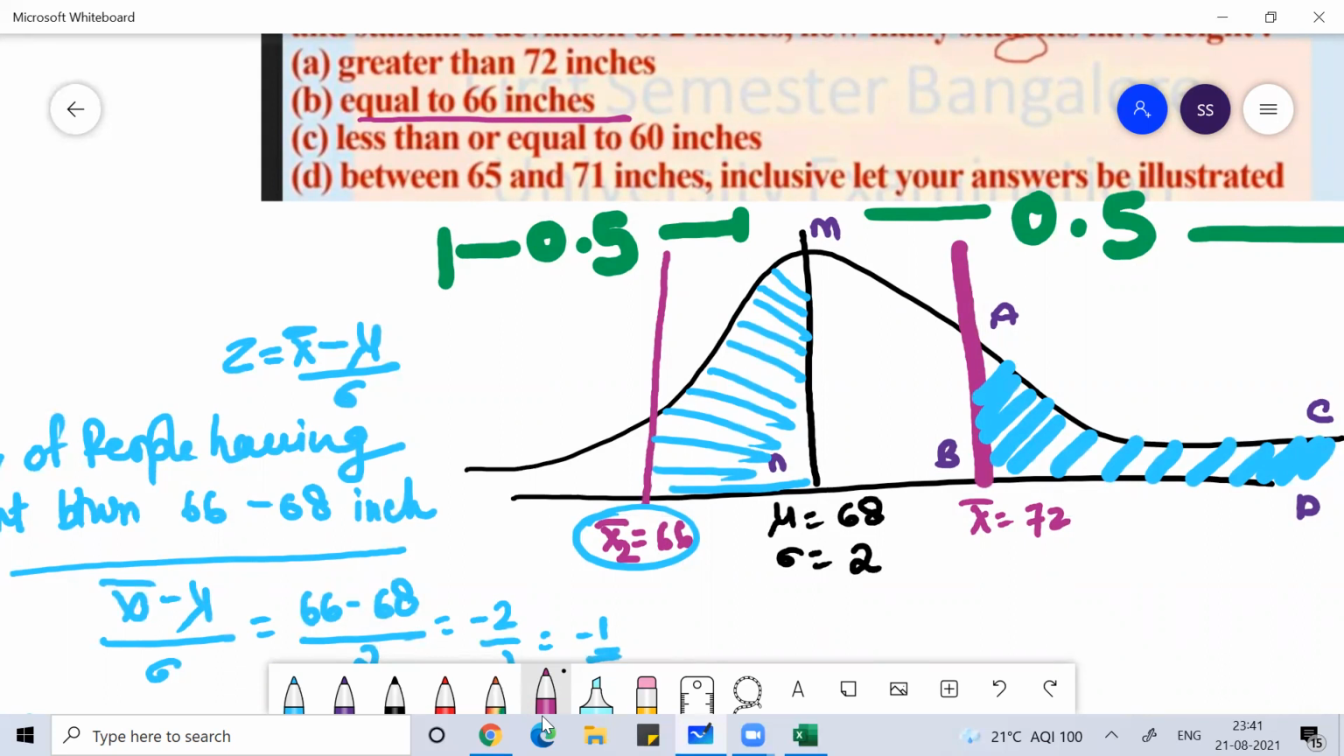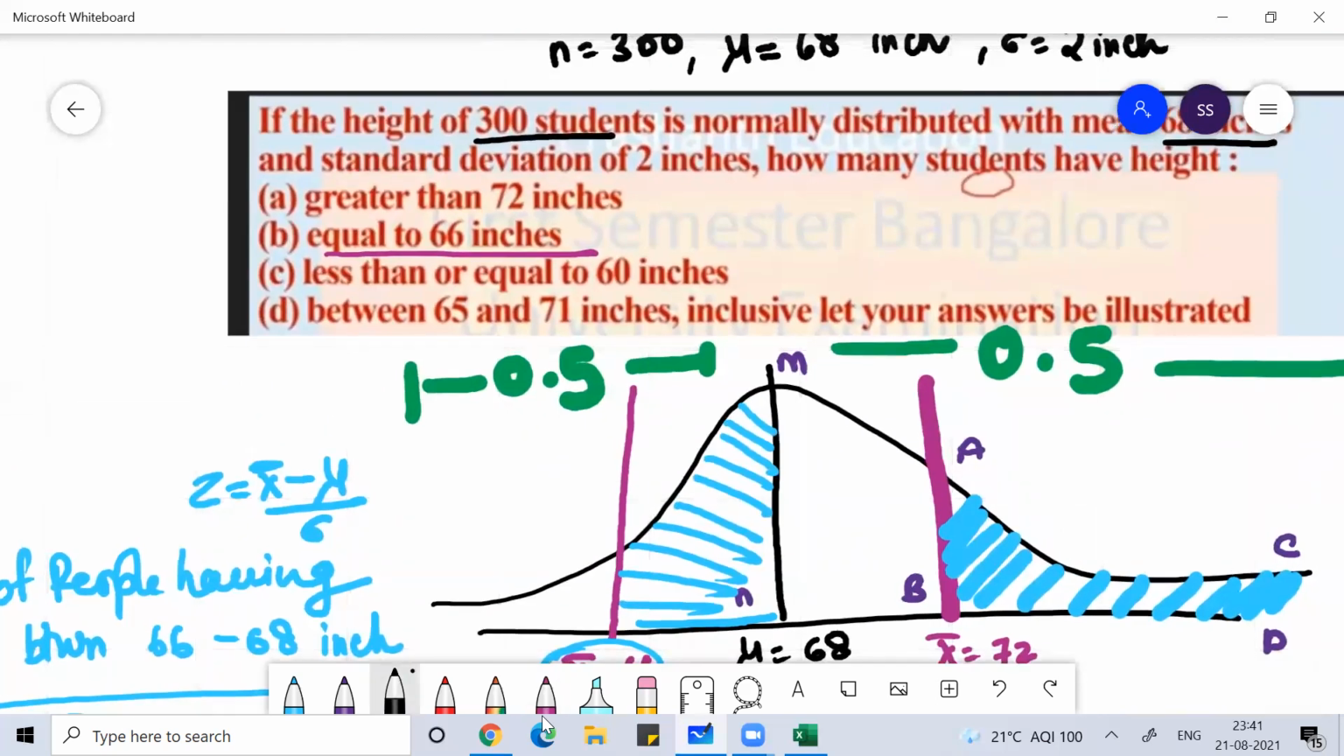How will I find equal to 66? That is very difficult to do. For less than or equal to, I got the area. You're getting me, right? So equal to 66 inch you cannot find. The answer for this would be that it cannot be determined.